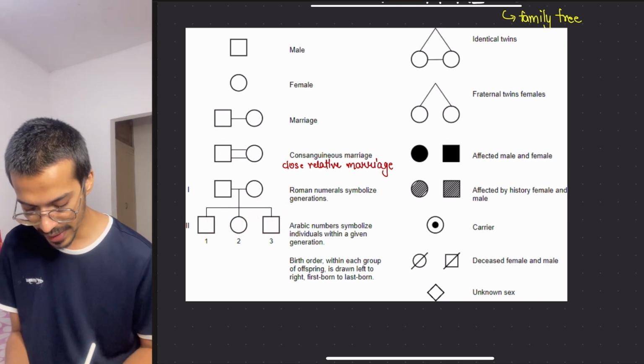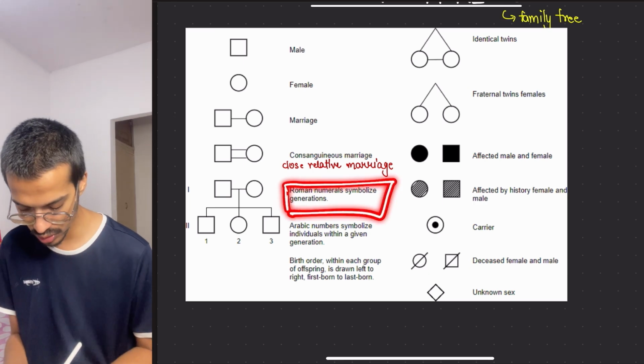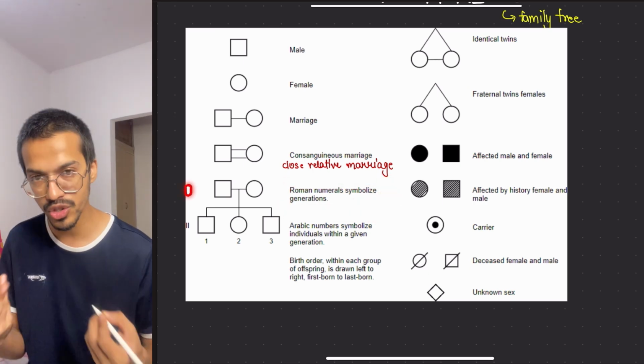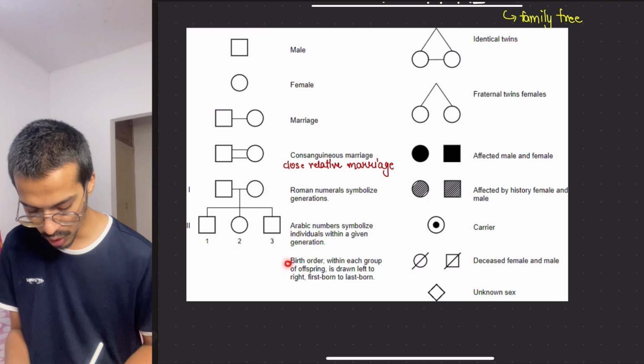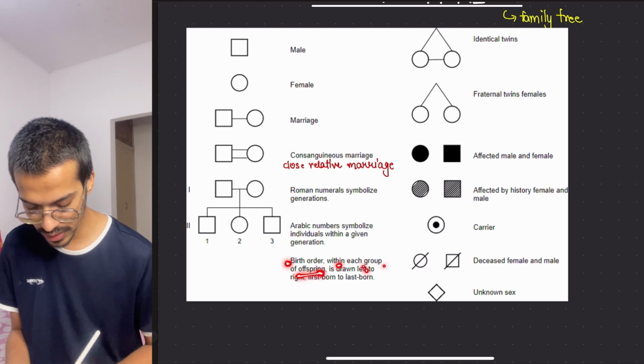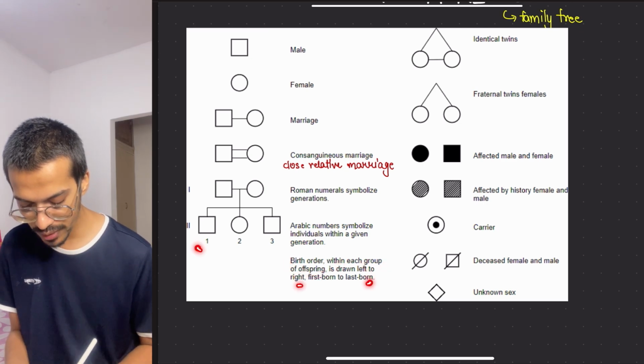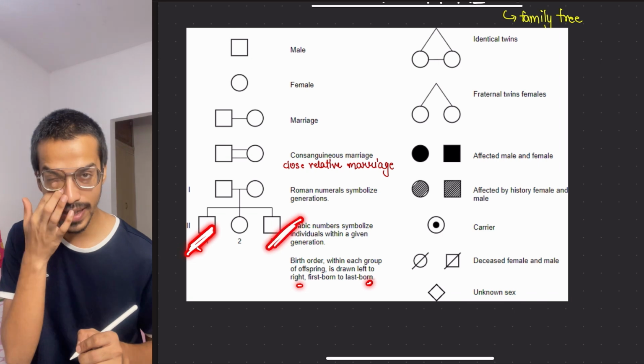Roman numerals symbolize the generation. So this is the first generation, this is the second generation. Whereas Arabic numbers symbolize individuals within a given generation. Birth order within each group of offspring is drawn from left towards the right. So this is the oldest and this is the youngest child in the family.